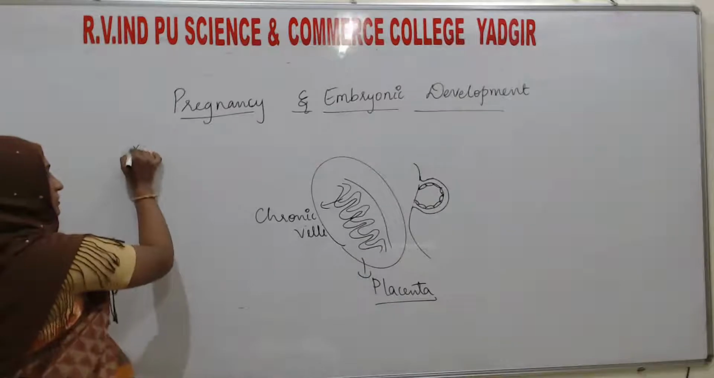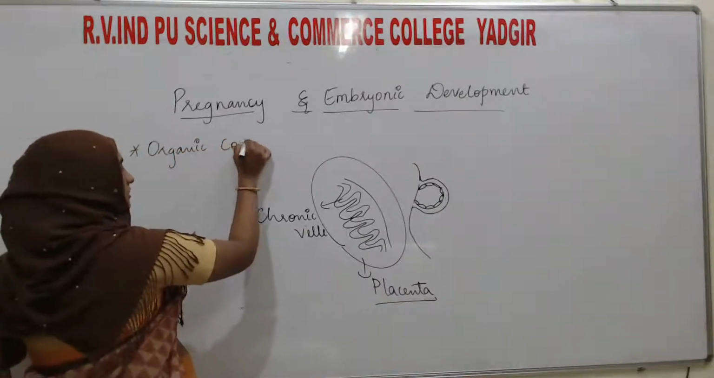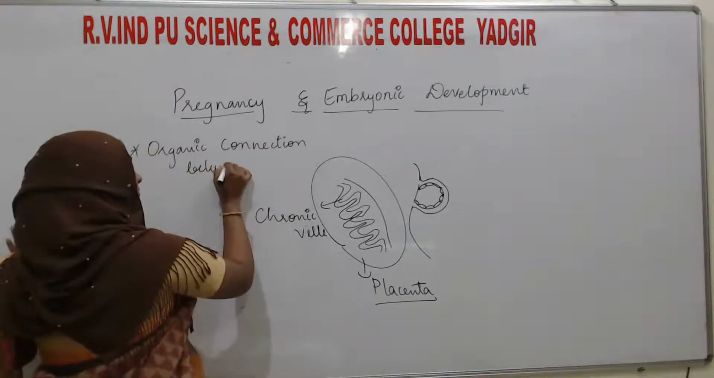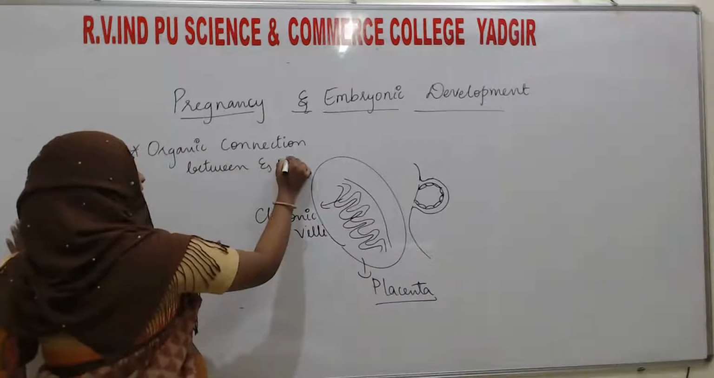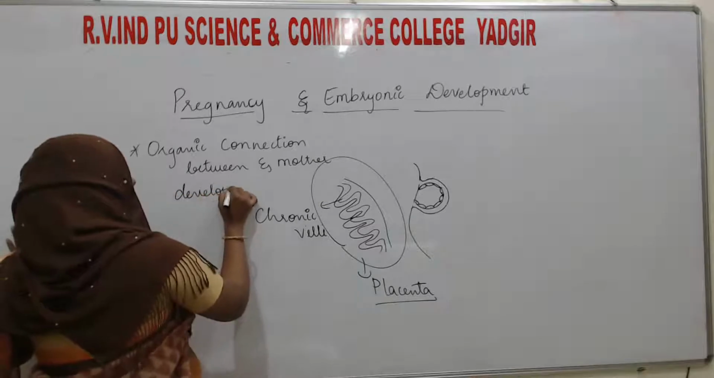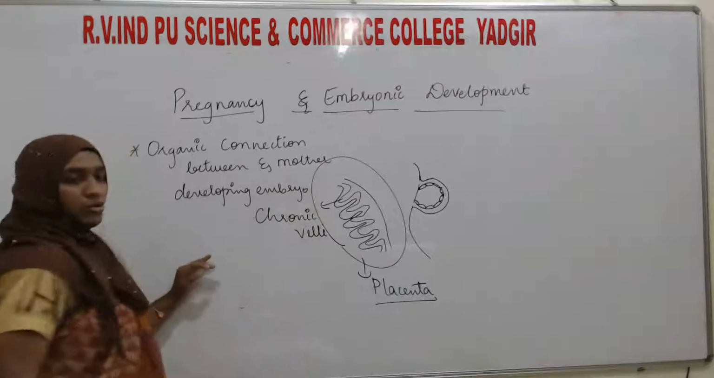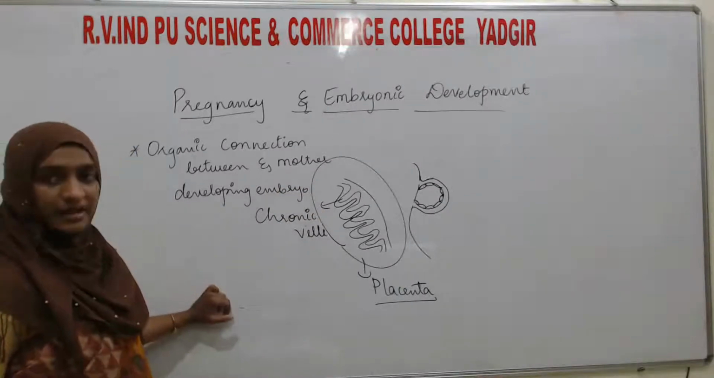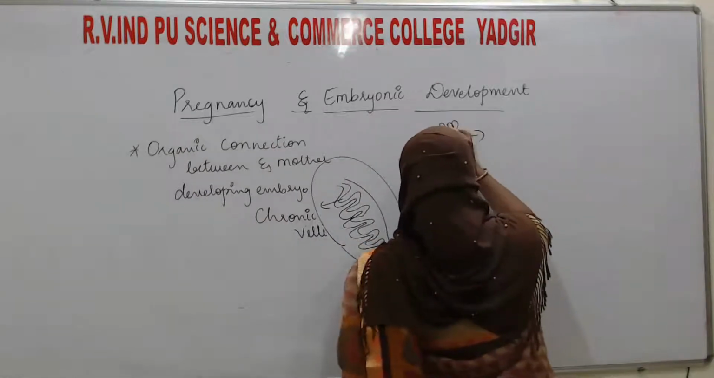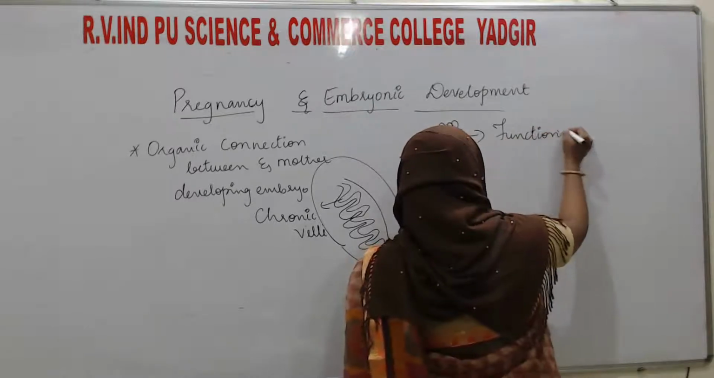So the placenta is also known as the organic connection between the mother and the developing embryo. So what are the functions of this placenta? Let's see. Sometimes they will ask for 2 marks. Functions of the placenta.